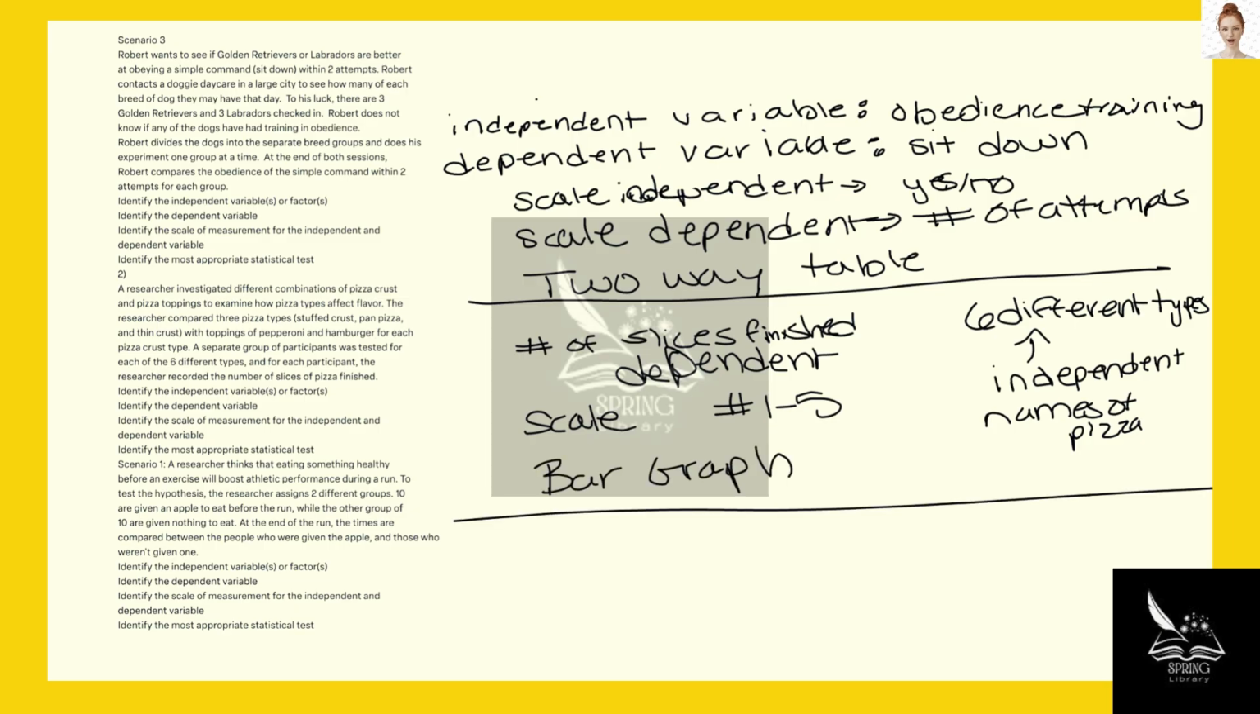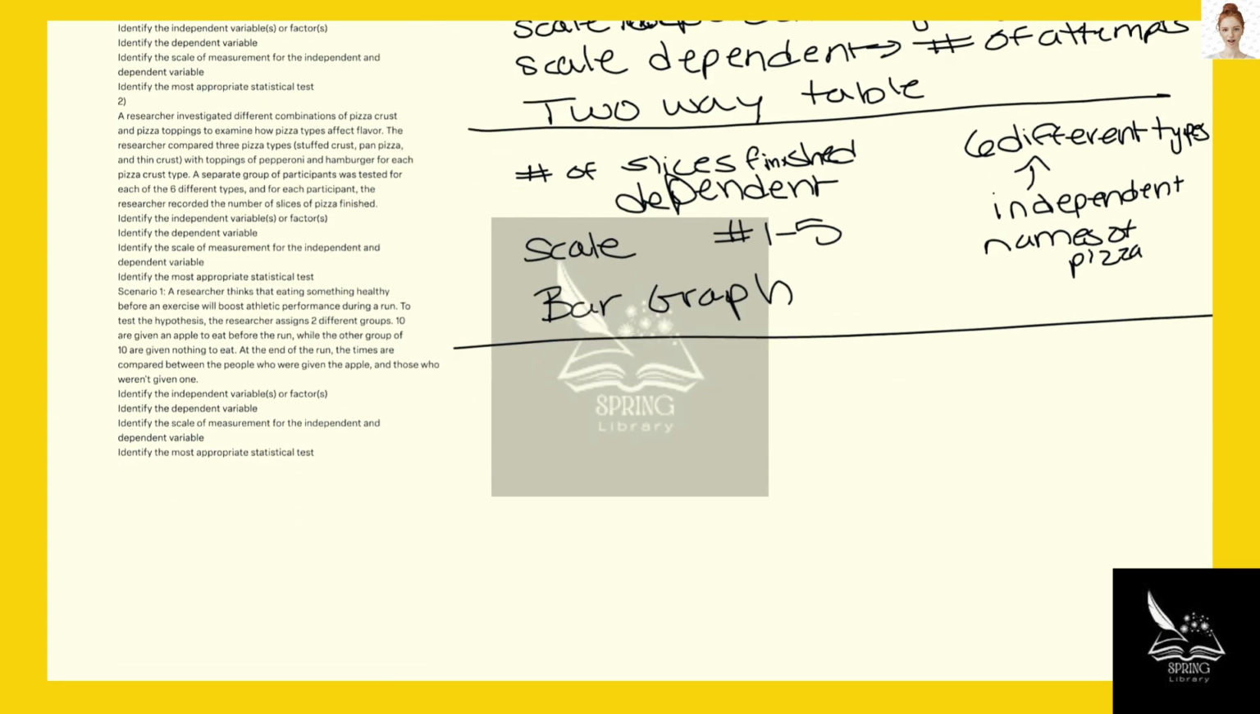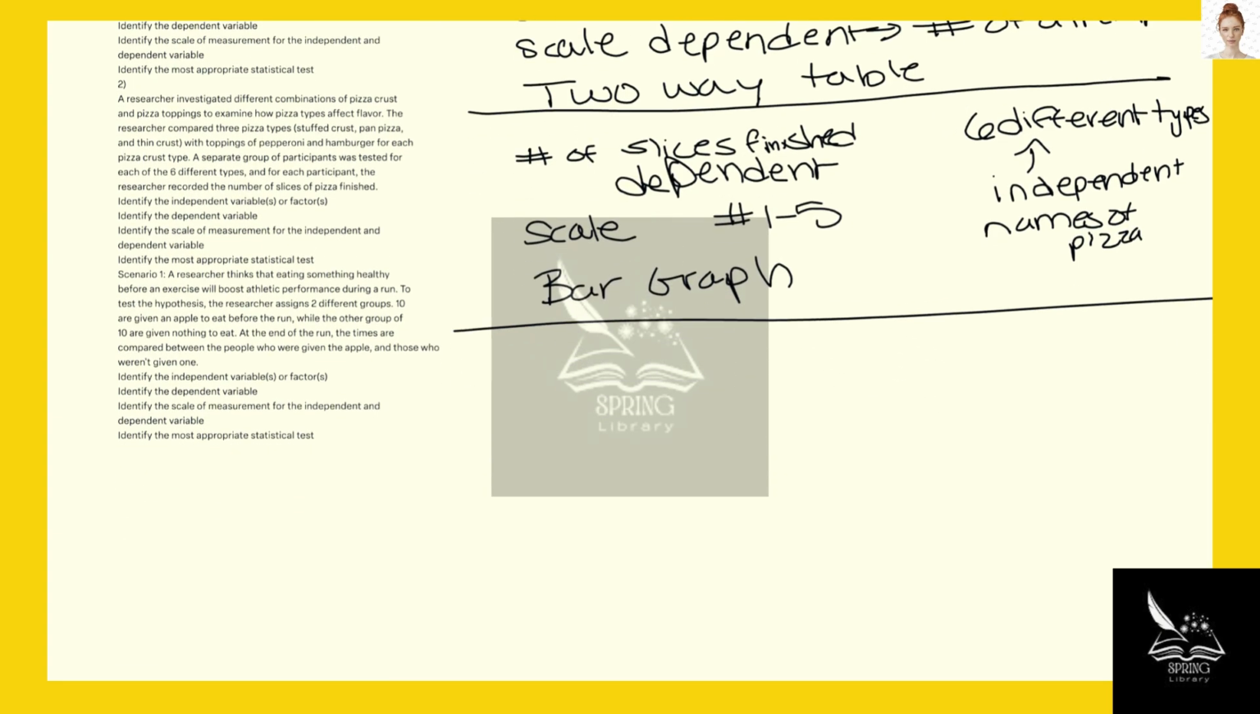Okay. Then for this one, scenario 1, a researcher thinks eating something healthy before exercise will boost athletic performance during a run. To test the hypothesis, the researcher assigns 2 different groups. 10 are given an apple to eat before they run, while the other group of 10 are given nothing to eat. So no apple versus apple. And then at the end of the run, the times are compared between the 2 groups, and then times.